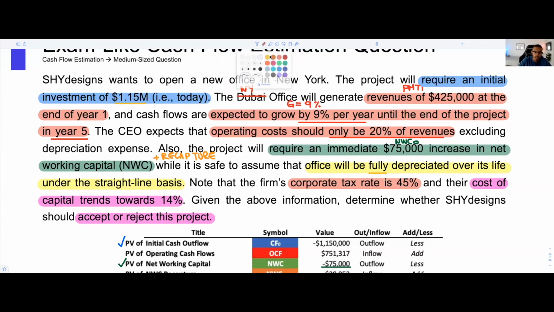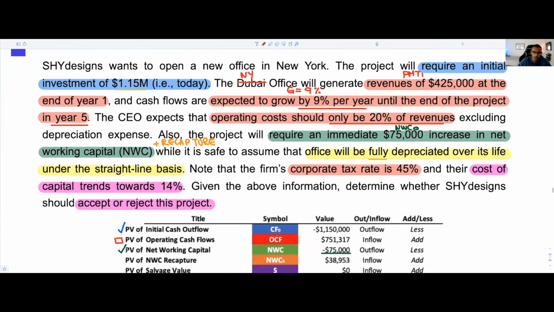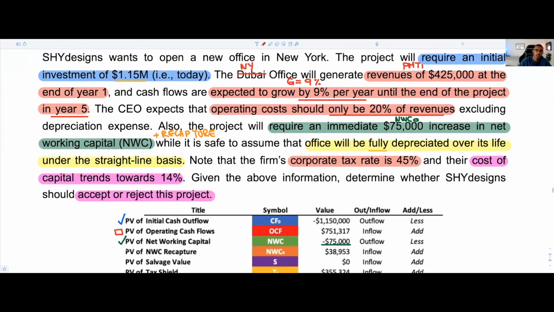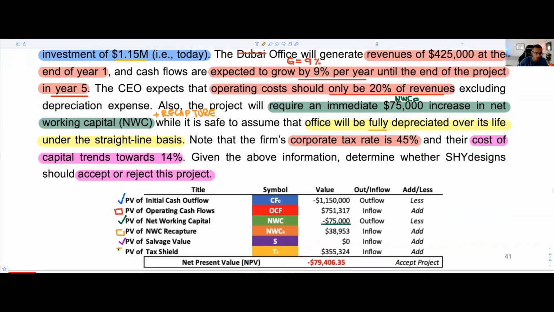What's important here, sorry if my voice is cracking, I'm trying hard. We know that we need this to be done. So we need to solve for the present value of our operating cash flows. I'm so sorry for my voice. We know that we have our net working capital recapture that we need to work for. We know that because this project is being fully depreciated, you don't have any salvage value to look into. So if you were on an exam and you had the methodology on your cheat sheet, you would say, well, this is also done, okay? And then you would notice that there's only the tax shield also to solve for.